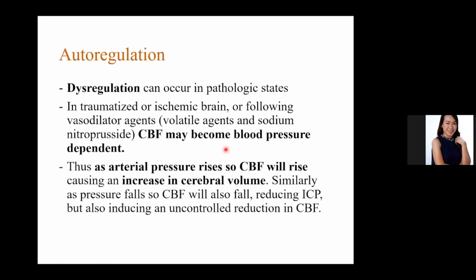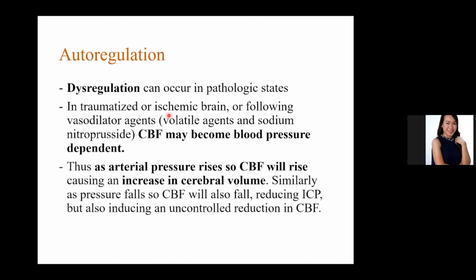So there are times that dysregulation can occur. If there are certain pathologic states, which we're going to discuss later, for example, if there is a traumatic brain injury or ischemic brain injury, or when we use vasodilator agents such as volatile agents and sodium nitroprusside. Sodium nitroprusside is actually a medication for hypertension. It is used in hypertensive crisis, and it will cause vasodilation.